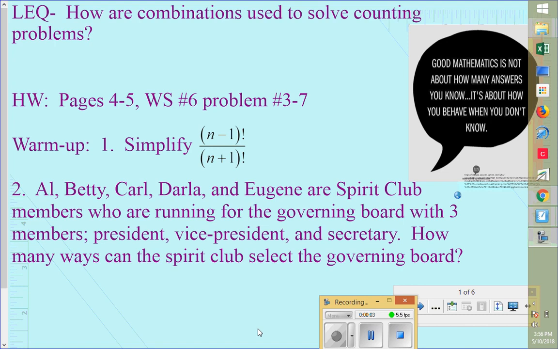This is day 12 of Unit 9. We started today with this warm-up, so pause and do the warm-up and then play to check your answers.